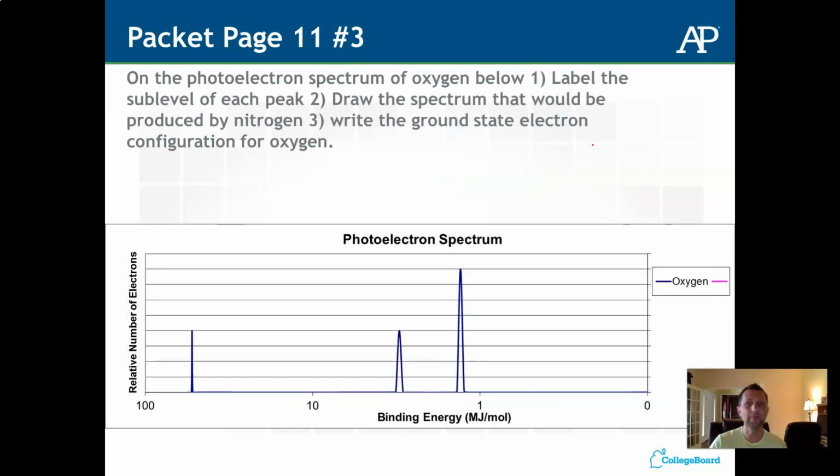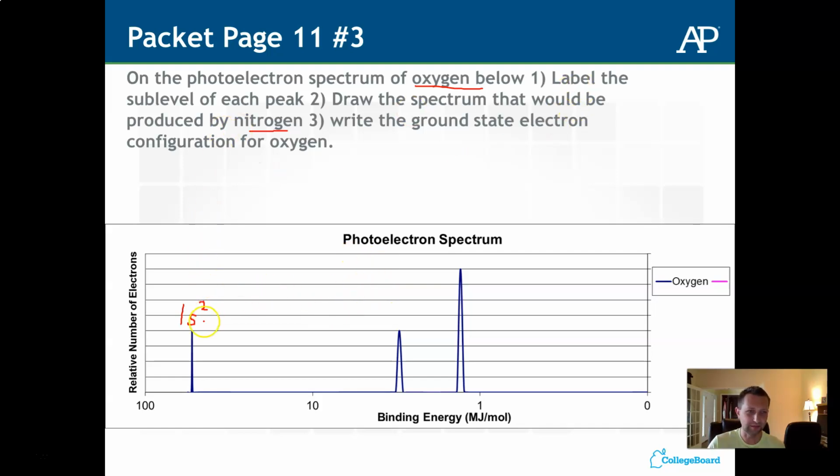All right, last one. Label the sublevel of each peak. You know it's oxygen. Draw nitrogen, and then write the ground state electron configuration for oxygen, which we'll do when we do this. Pause the video and give this one a try, and then we'll go from there. Okay, so start with 1s2 for oxygen.